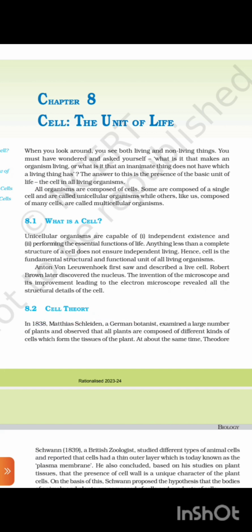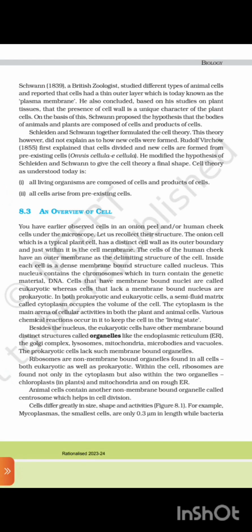8.2 Cell theory. In 1838, Matthias Schleiden, a German botanist, examined a large number of plants and observed that all plants are composed of different kinds of cells, which form the tissue of the plant. At about the same time, Theodor Schwann, in 1839, a British zoologist, studied different types of animal cells and reported that cells had a thin outer layer, which is today known as the plasma membrane.